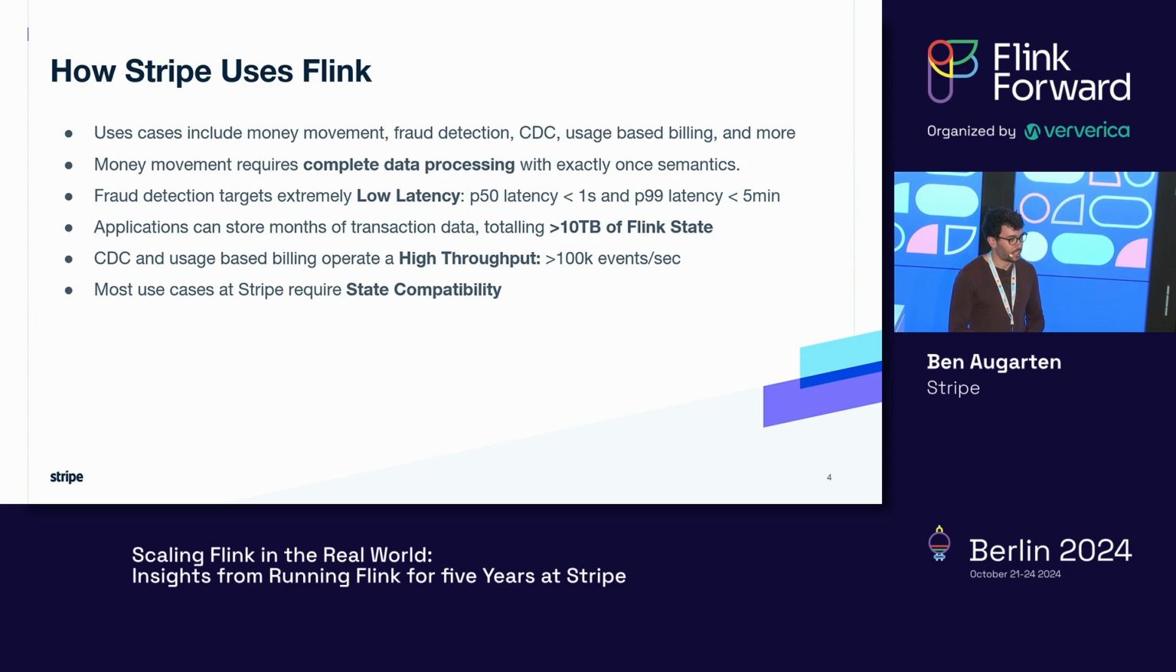There are a large number of use cases that engineers at Stripe use Flink to solve. Many of these take the form of money movement, fraud detection, change data capture, and most recently, usage-based billing. There are a few core requirements that our users have for Flink, and these are the main reasons why engineers pick Flink. The main ones are low latency, complete data processing, stateful processing, and some of our users use an incredible amount of Flink state, over 10 terabytes of Flink state, and high throughput.